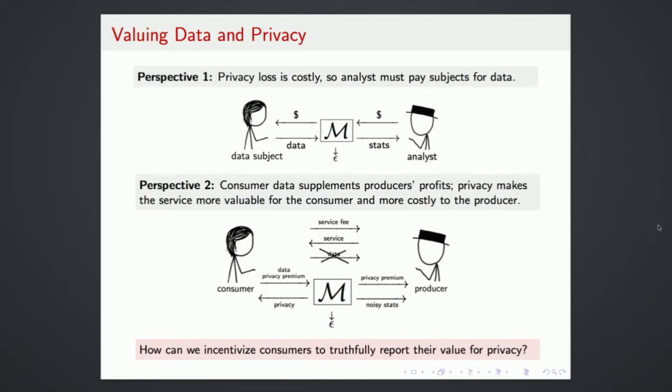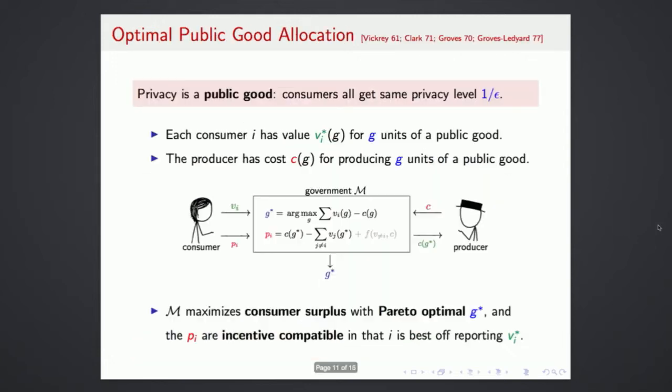So if we're talking now in this very economic context, the question is going to be, what is going to be required in order to incentivize consumers to truthfully report their value for privacy? Because if privacy is something that is going to be endogenized by the mechanism, that choice should depend on how much people say they want privacy. And if we just give everybody more privacy for saying that they want more privacy, and there's no counterbalancing privacy premium, then people are going to lie about how much they care about privacy.